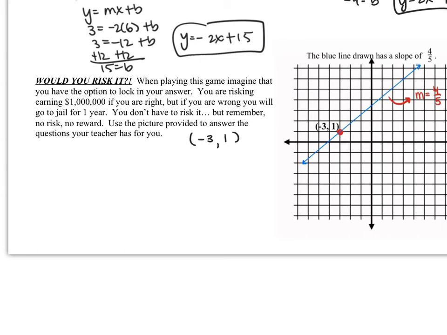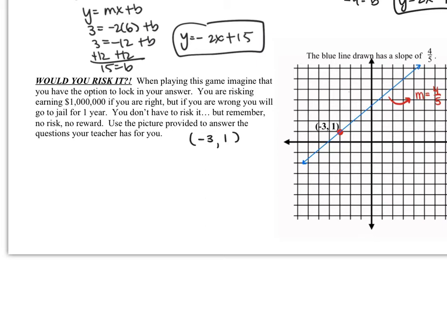The next question I'm going to ask you is true or false? Is the y-intercept a negative number? And think about if you're going to risk it. Hopefully you said false. Clearly the y-intercept is up here. It's above the x-axis, so it's going to be a positive number.